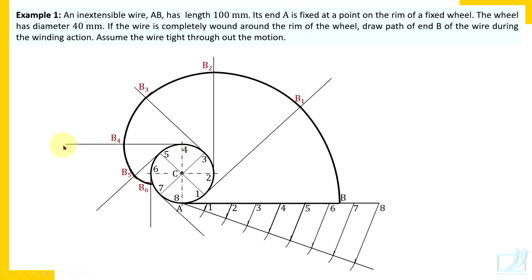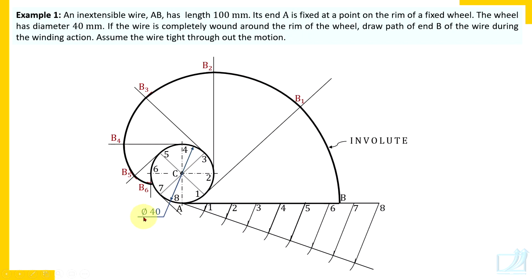Now if you wish, you can erase extra lengths of these tangents, but even if you don't erase those extra lengths, nothing wrong in that. So this is how we have completed the curve. And now insert all dimensions and name the curve. So it is an involute.